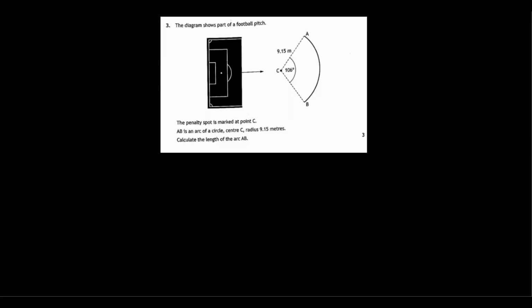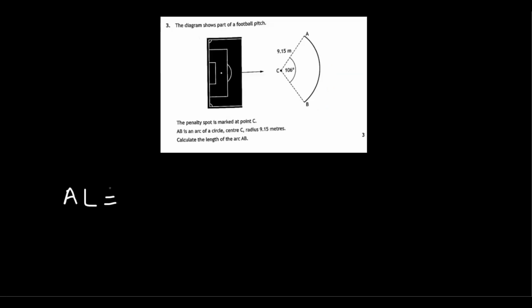Okay, question 3. The diagram shows part of a football pitch. The penalty spot is marked at point C. AB is an arc of a circle, center C, radius 9.15 meters. Calculate the length of the arc AB. So the arc AB is just this arc over here. And we simply use the arc length formula.